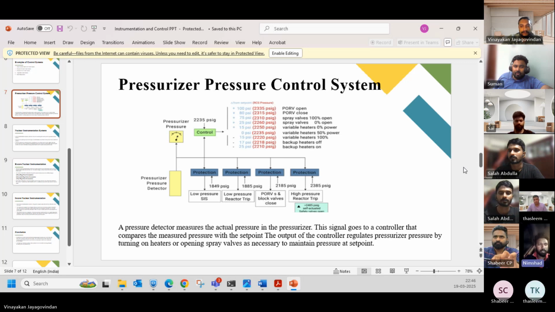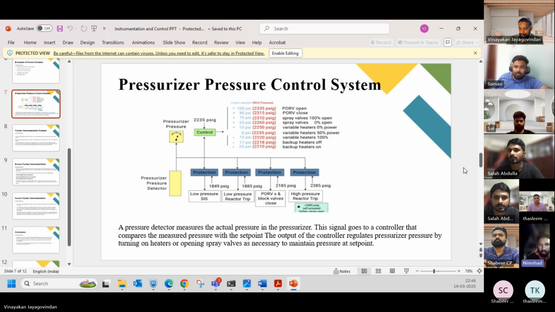So you can see the diagram here. In this, there is one pressure detector. This will detect the actual pressure in the pressurizer. This signal goes to the controller. The controller will compare the measured pressure with the set point pressure. Then the output of the controller regulates the pressurizer pressure by turning on heaters or opening spray valves as necessary to maintain pressure at the set point.